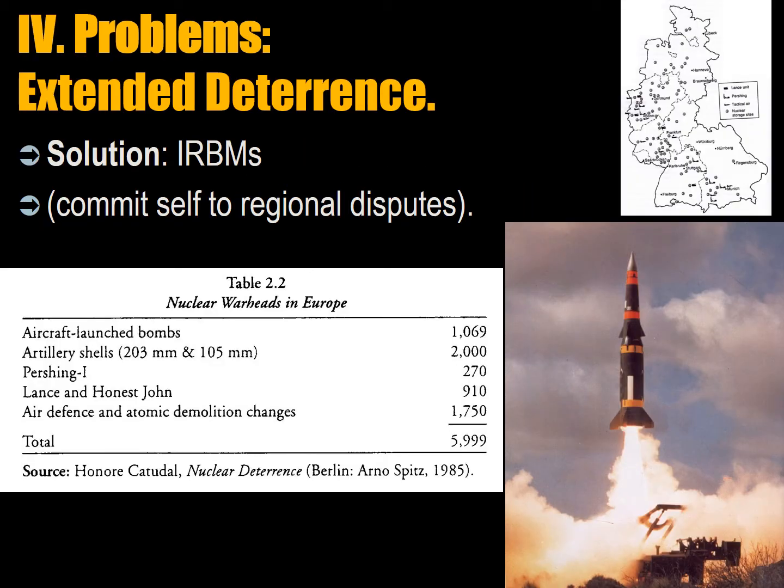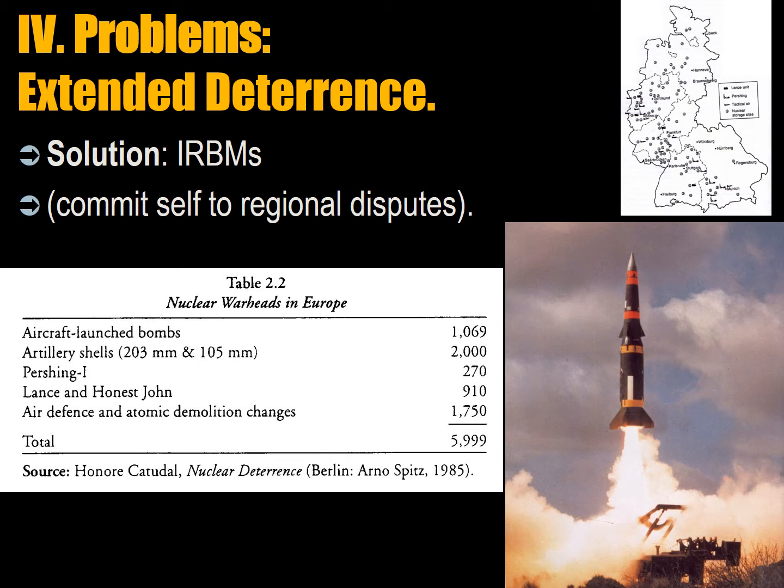Fourth problem, extended deterrence. How do you assure the credible deterrence against an enemy attack on your ally with nuclear weapons? Well, the argument is basically, what are the incentives for State A to risk its cities protecting State B against State C? Why would the US risk New York to protect Berlin on behalf of Germany against the Soviet Union? Why would the Americans care?